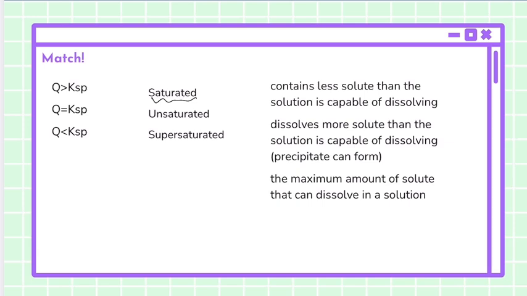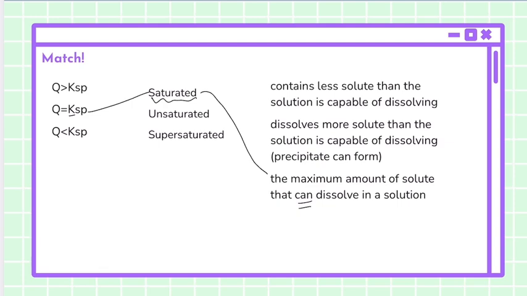Saturated. So in this case, saturated, we're going to think that it's not unsaturated, it's not super, so it's probably somewhere in the middle. So the answer is going to be the maximum amount of solute that can dissolve in a solution. So your solution is the amount that aligns perfectly with that. In this case, that means that our Q is going to be equal to our KSP, because we know that our KSP is at equilibrium, and Q is that value that we have when it's not, but in this case it is.